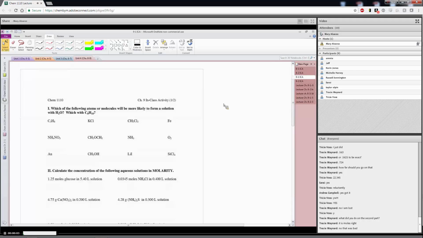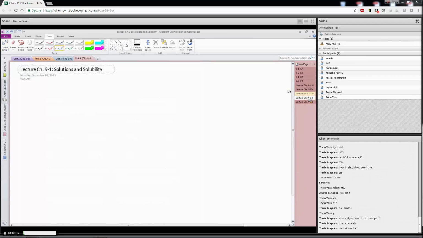Okay, so solutions and solubility. Loosely defined, a solution is a homogeneous mixture of two or more things that make the mixture. Homogeneous means it's going to be uniform throughout, right? So remember that from chapter 1. And specifically, they say you've got a particle size smaller than 2 nanometers.